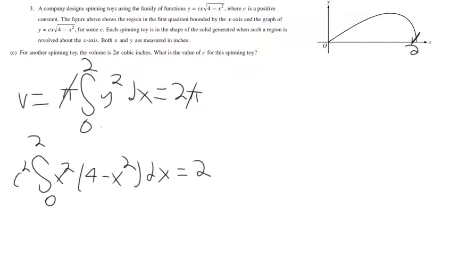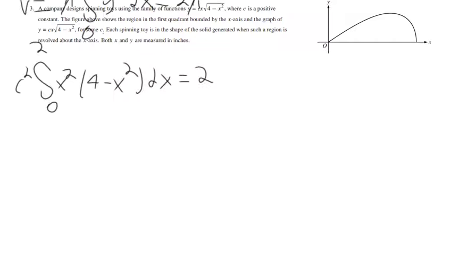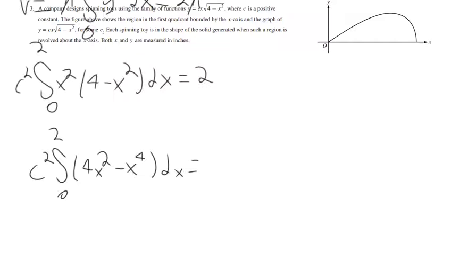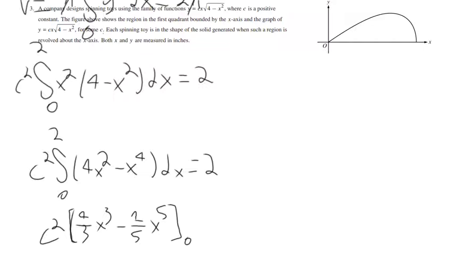All right, well, let's go ahead and expand the integrand here. So we know that c squared times the integral from 0 to 2. Distribute, I have 4x squared minus x to the 4th equals 2. Now let's go ahead and integrate. So I have c squared times, integrating this, I'm going to get 4/3 x cubed minus 1/5 x to the 5th, and I have to plug in here 0 to 2, and this has to be equal to 2.